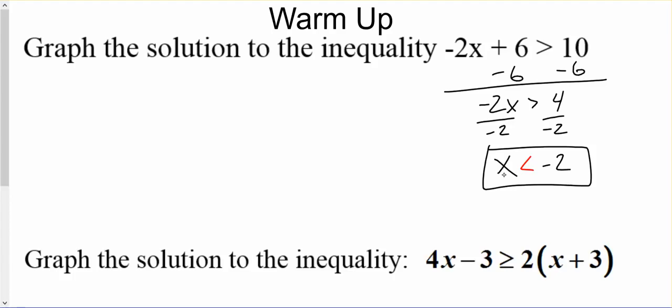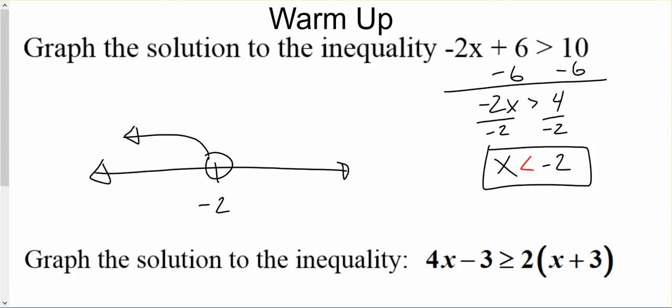I would read this as all real numbers less than negative 2. Our graph, we're at negative 2. I don't have the equal sign, so I'm going to use an open circle. And then what kind of numbers are less than negative 2? Numbers to the left.